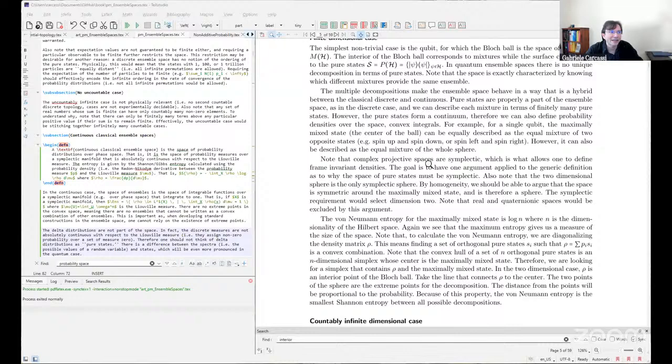Note that the complex projective spaces are symplectic, which is what allows one to define a frame-invariant density. The goal is to have one argument applied to the generic definition as to why the space of pure states must be symplectic. Also note that the two-dimensional sphere is the only symplectic sphere. By homogeneity, we should be able to argue that the space is symmetric around the maximally mixed state and is therefore a sphere. The symplectic requirement would select the dimension 2. Note that the real and quaternionic spaces would be excluded by this argument.